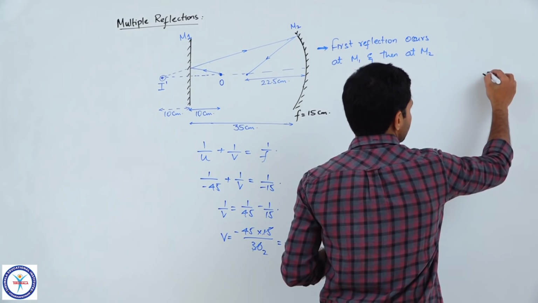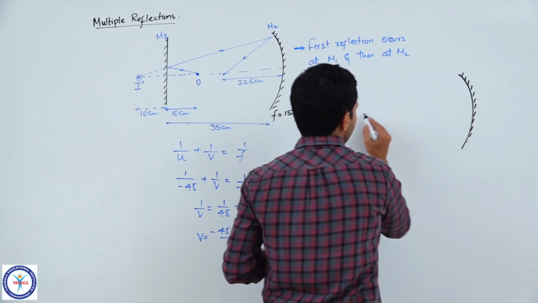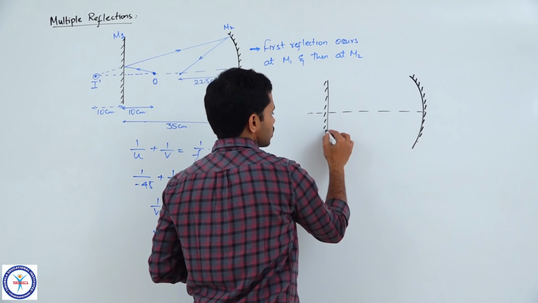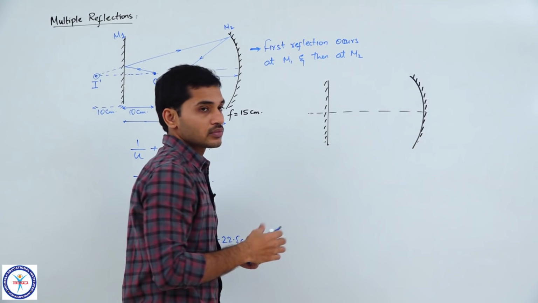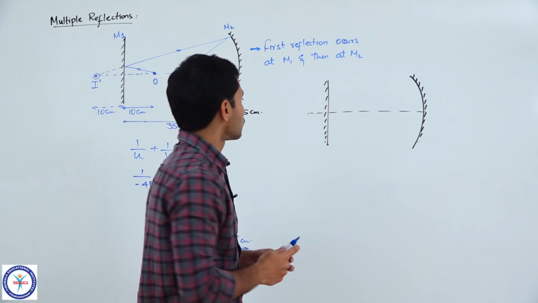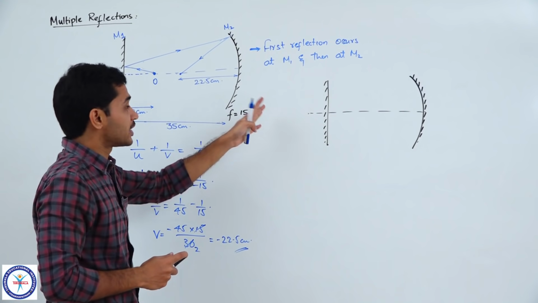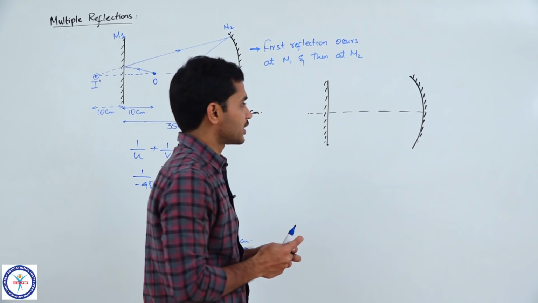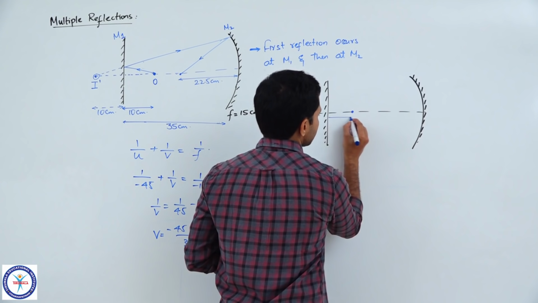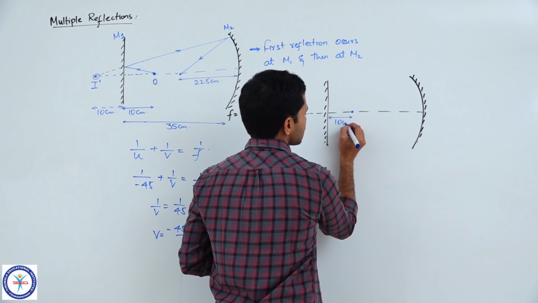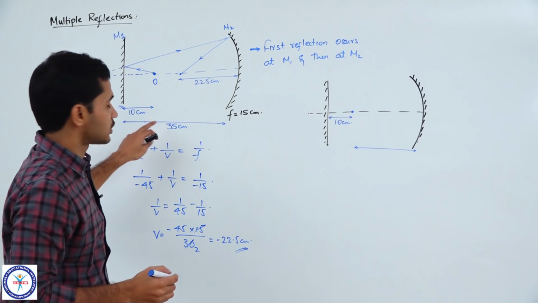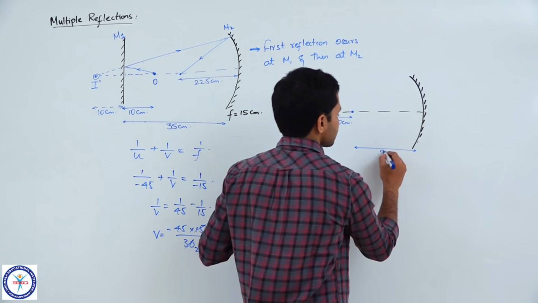So, if I take a similar case, the mirror is over here, same values I am not changing, but this time the light coming from the object will first strike the concave mirror and then move on to the plane mirror. That is what we will have to consider. Let us see what will happen. The object is over here at a distance of 10 centimeters and the remaining distance here would be 35 minus 10, which is 25 centimeters.